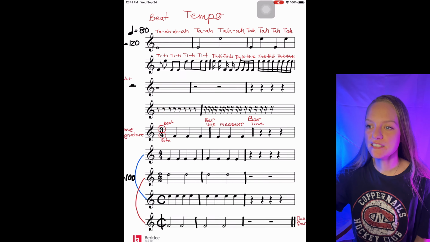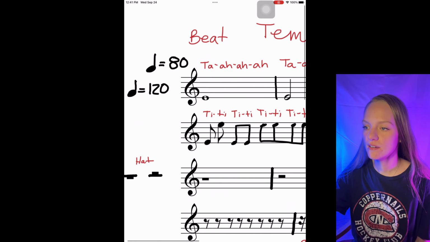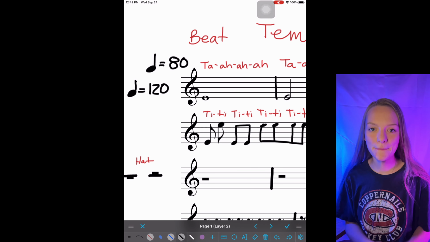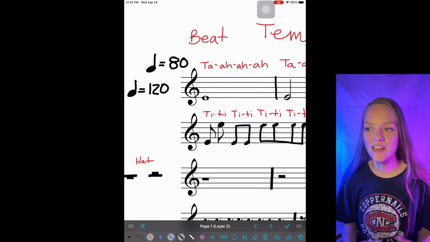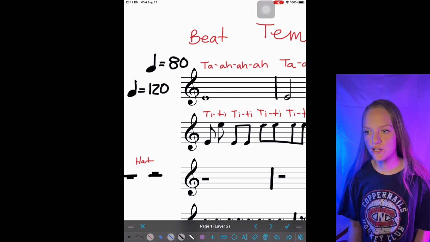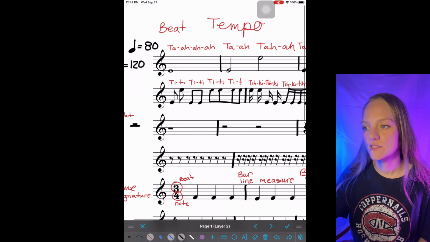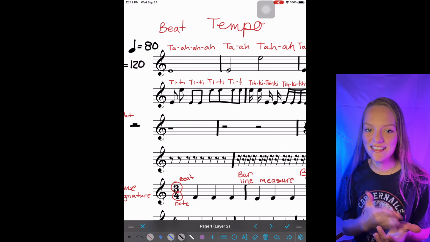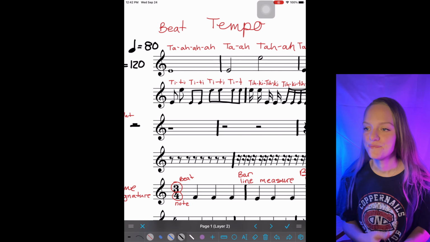We are going to go over rhythm and everything that has to do with timing in music. So the first thing that has to do with timing is your beat. A beat is a steady pulse that occurs consistently throughout your music. So when you turn on your metronome and your metronome is beating that steady pulse, that's a beat.